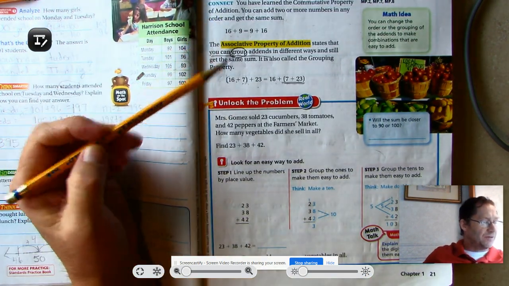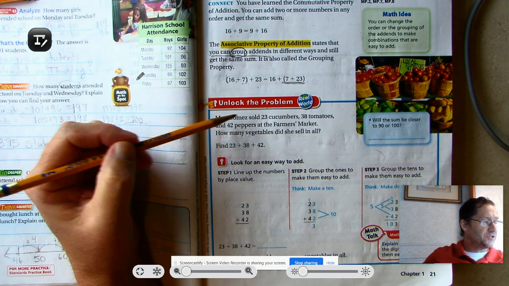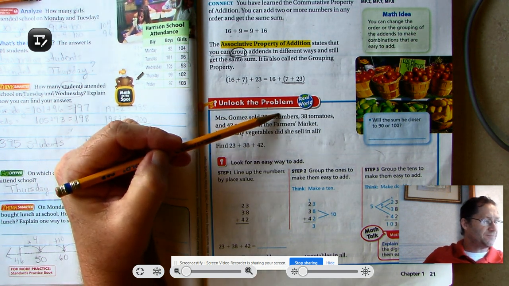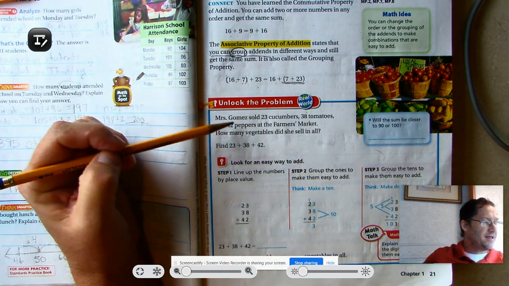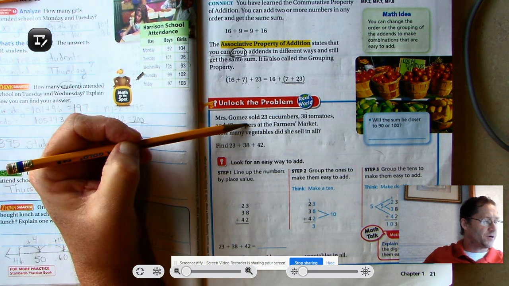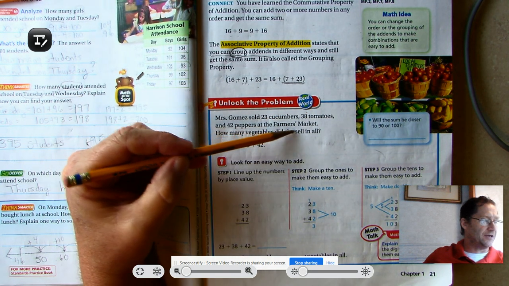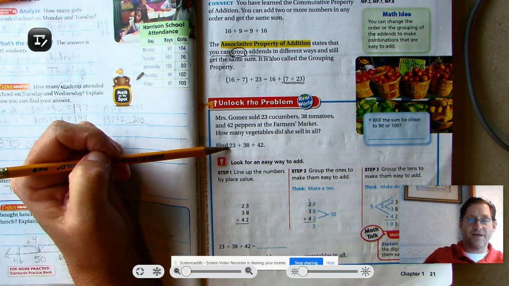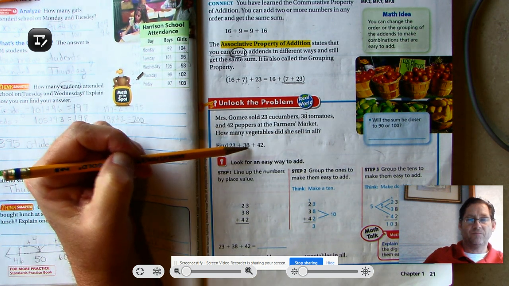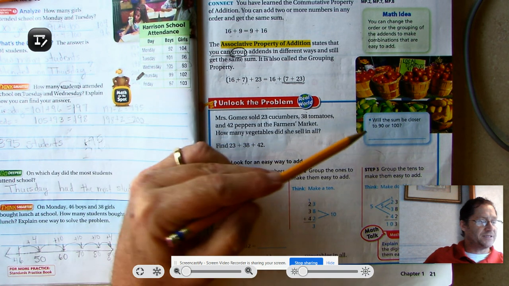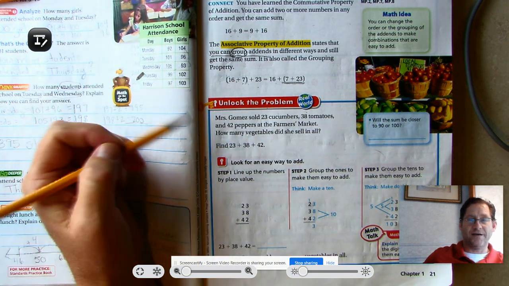So, unlock the problem. Mrs. Gomez sold 23 cucumbers, 38 tomatoes, and 42 peppers at the farmer's market. How many vegetables did she sell in all? And it says find 23 plus 38 plus 42. And will the sum be closer to 90 or 100?